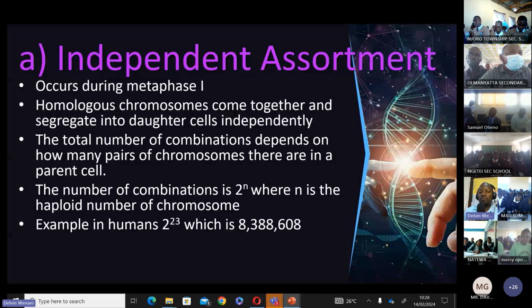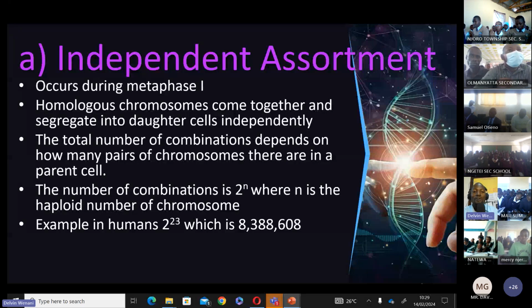So if I take an example in human beings, where we have 46 chromosomes in the somatic cells, our body cells have 46 chromosomes, and that forms the diploid number. So if we are saying 2n, where n is the haploid, 46 is the diploid, and therefore the haploid is half of 46, which is 23. So if you raise 2 to the power 23, you get 8,388,608.